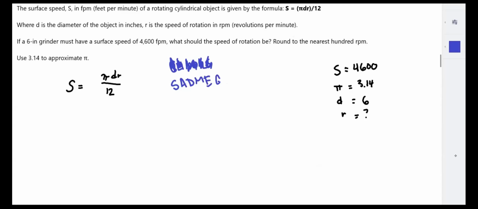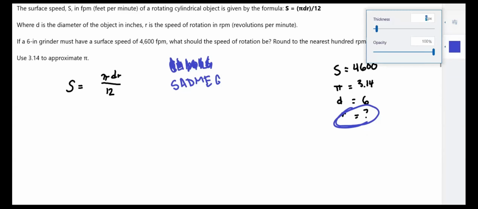So we got SADMEG here. SADMEG is the reverse order of operations. It helps you undo all the math that is currently being applied to the variable you're trying to isolate. Now remember, we are trying to isolate R. So we're going to focus all our attention on the stuff happening to R.